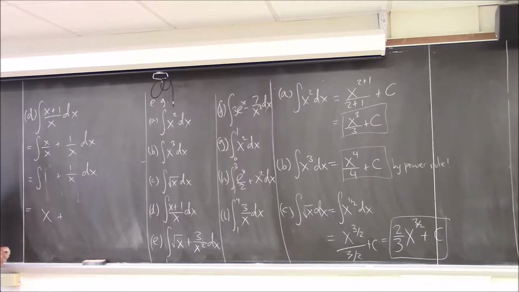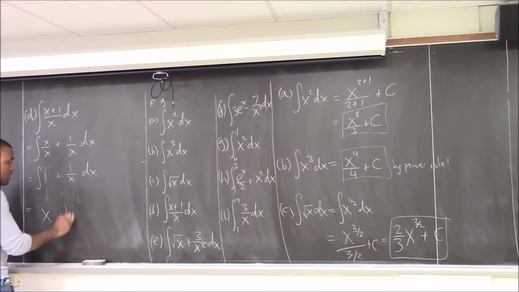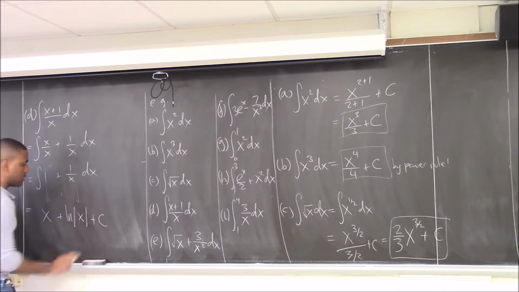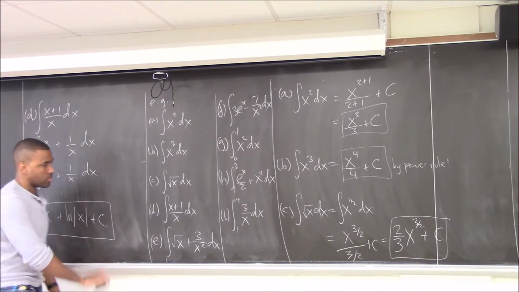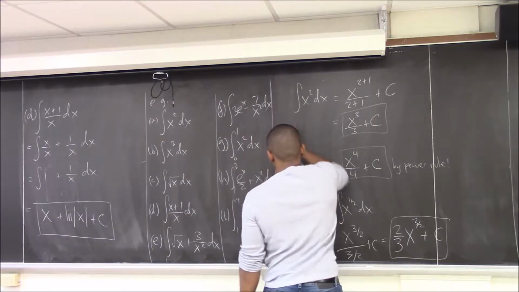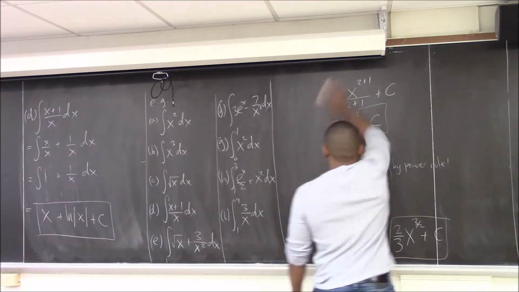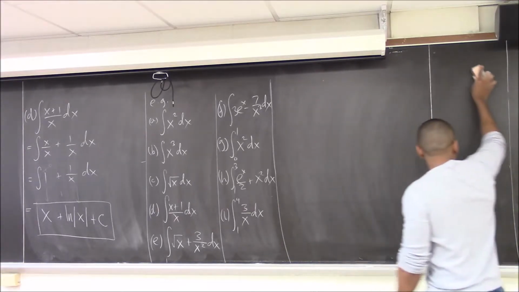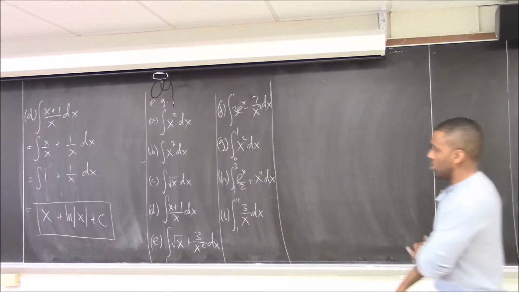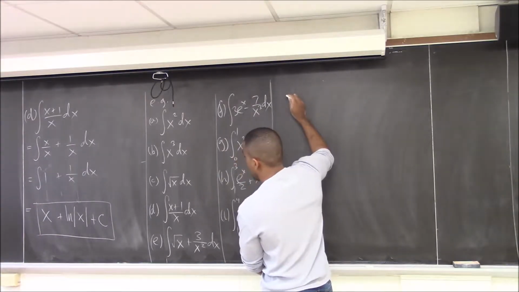What about this guy, 1 over x? ln of absolute value of x. Right? The absolute values are important in this case because the sign of the x could change. So again, have something here that looks kind of complicated. Simplify it first. You can apply the basic rule to all the cases. You always try to simplify first. It makes your life a lot easier.